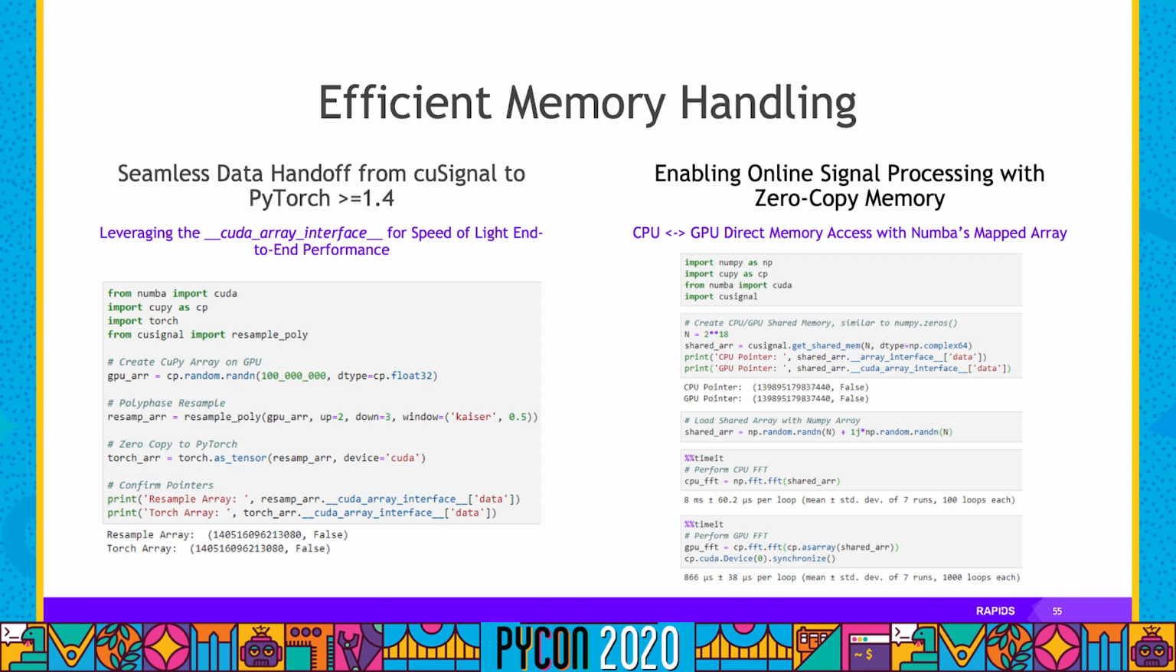Efficient memory handling is one really key point of cuSignal. We leverage the CUDA array interface for seamless handoff between cuSignal and PyTorch. We also use zero copy memory using Numba's mapped array, so memory between CPU and GPU.